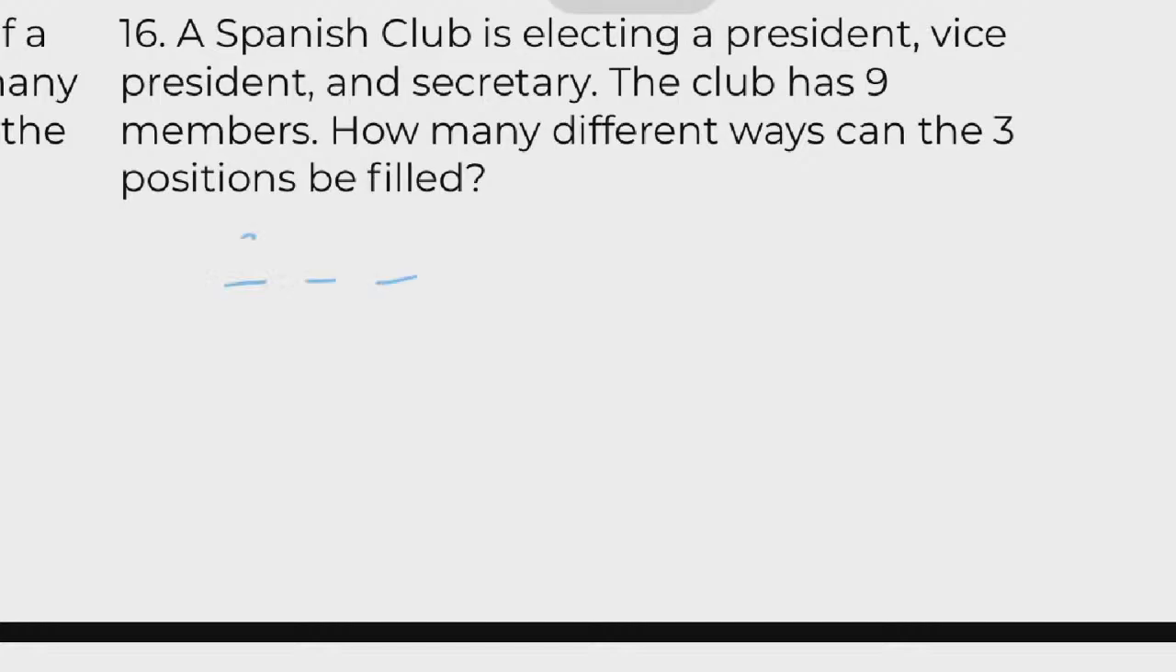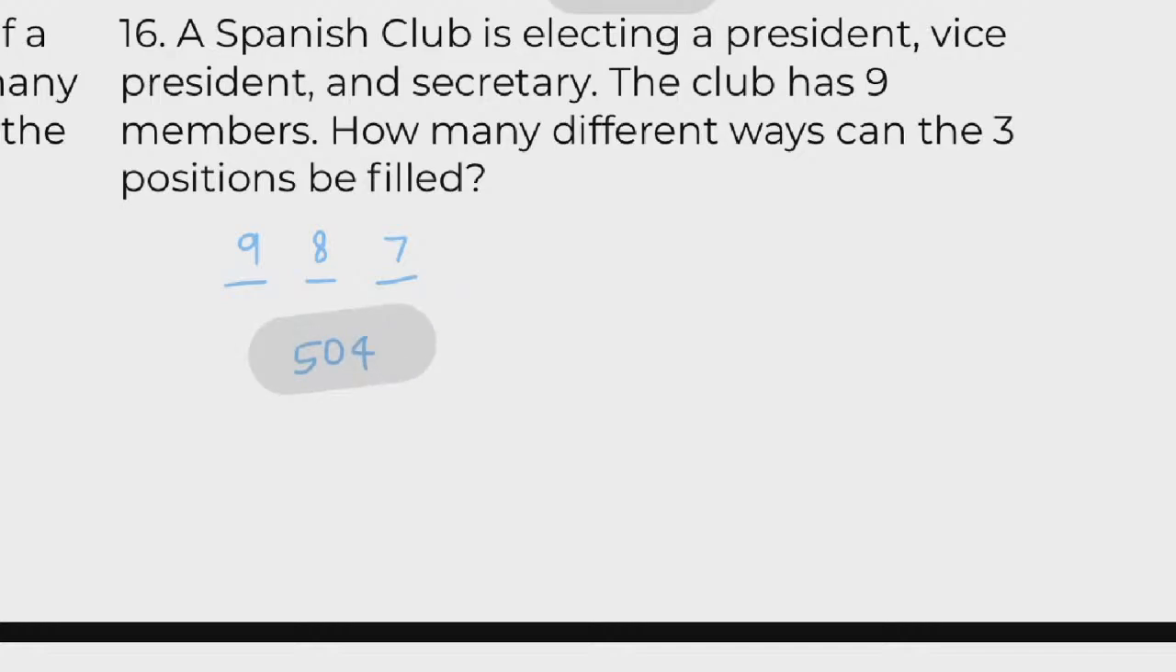In the first spot, there are 9 people we can choose from, but the president cannot also be a vice president or a secretary. So after we choose the president, there's only 8 people left that we can choose from for vice president. And once we pick the president and the vice president, there's only 7 people left to choose from for the secretary. So if we multiply that, that will be 504.